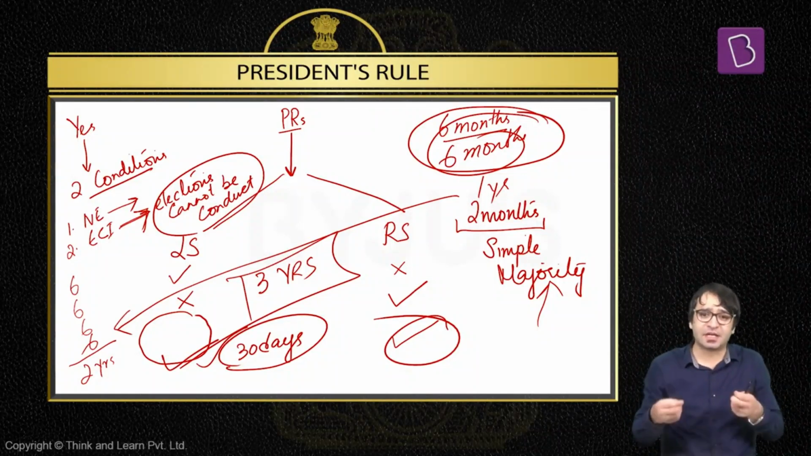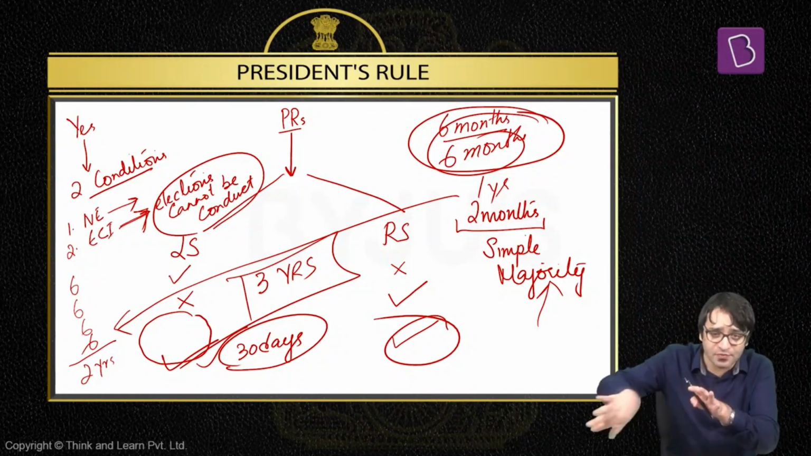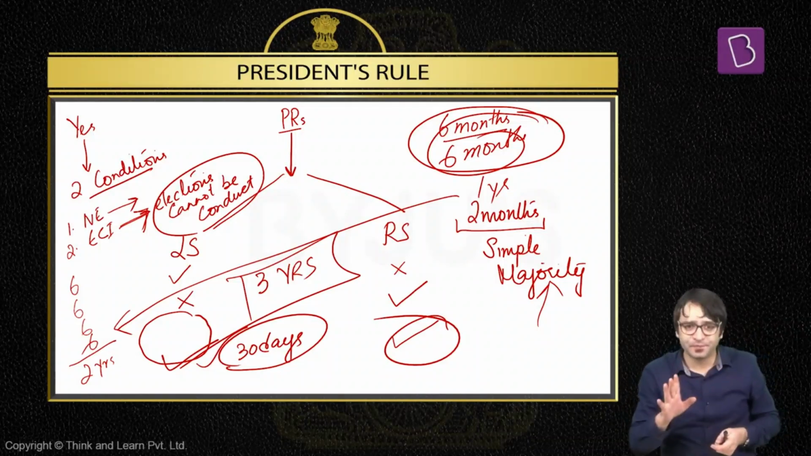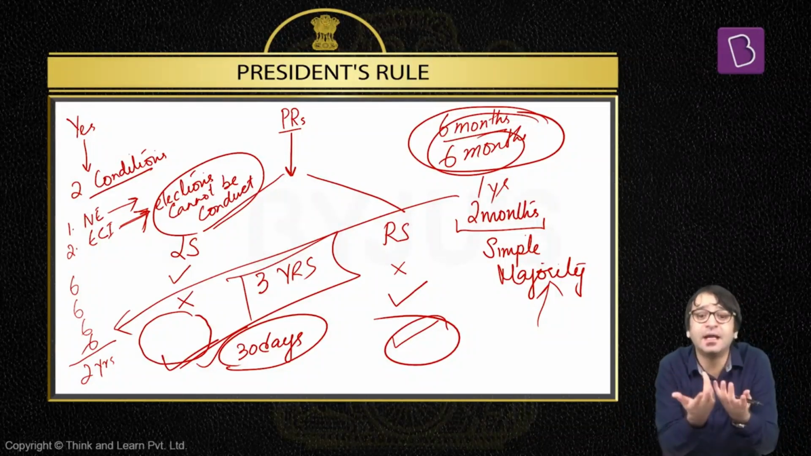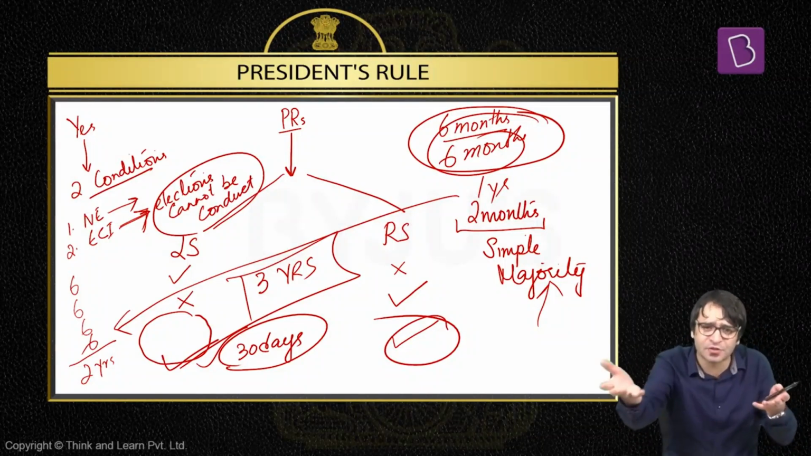In this presidential proclamation, the President may say that the legislature of that state, which is now suspended, will be Parliament. That means who will make laws for that state? Either Parliament or under the authority of the Parliament. That means Parliament may authorize, may delegate the law-making power to the President: please make laws for that state because this state is under President's rule.